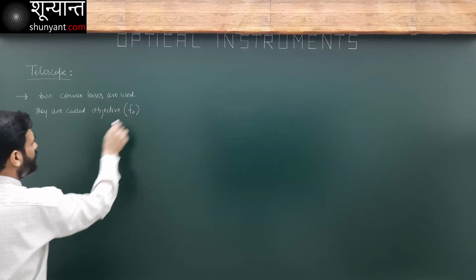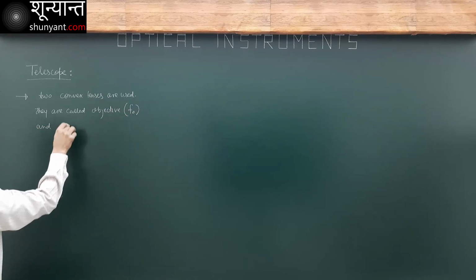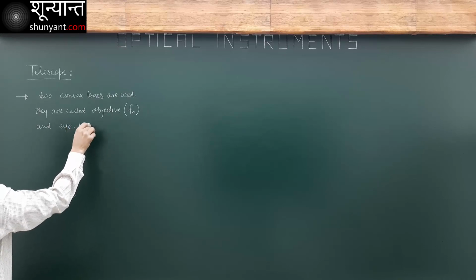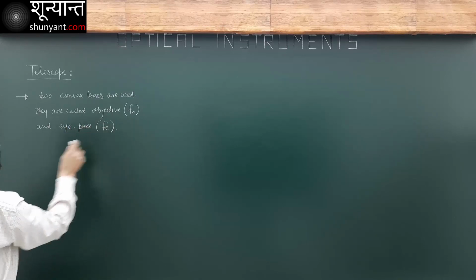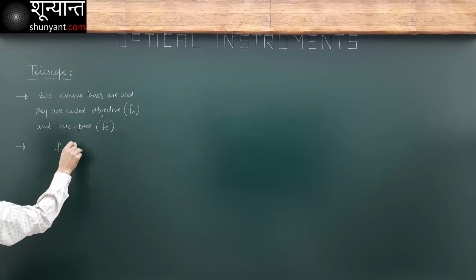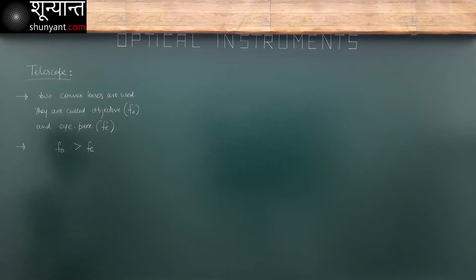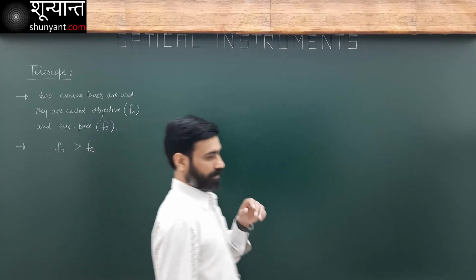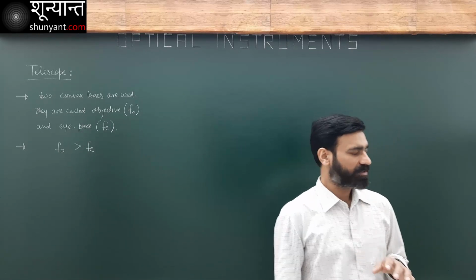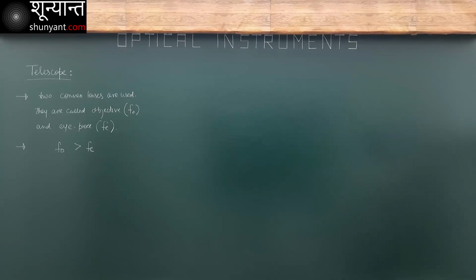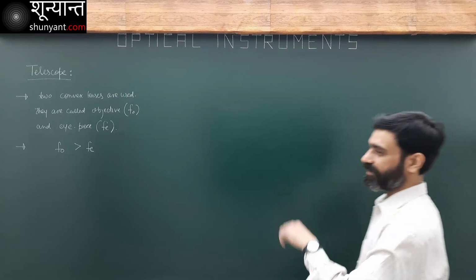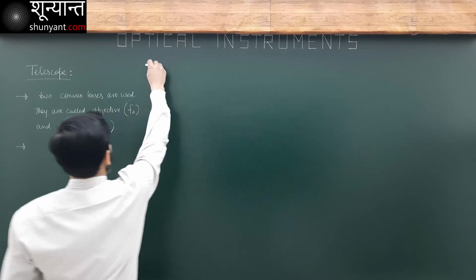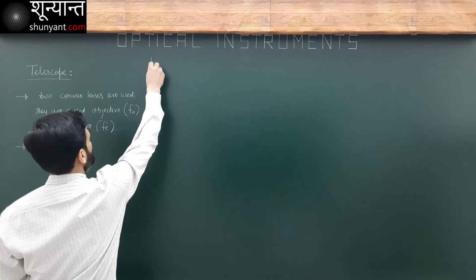Focal length is FO, and eyepiece, focal length is FE. FO is more than FE. Understood? It is the most basic type. If you try to recollect, in the microscope the condition was different. In the microscope it was just the reverse of this: FO was less than FE. Let's see how it works.